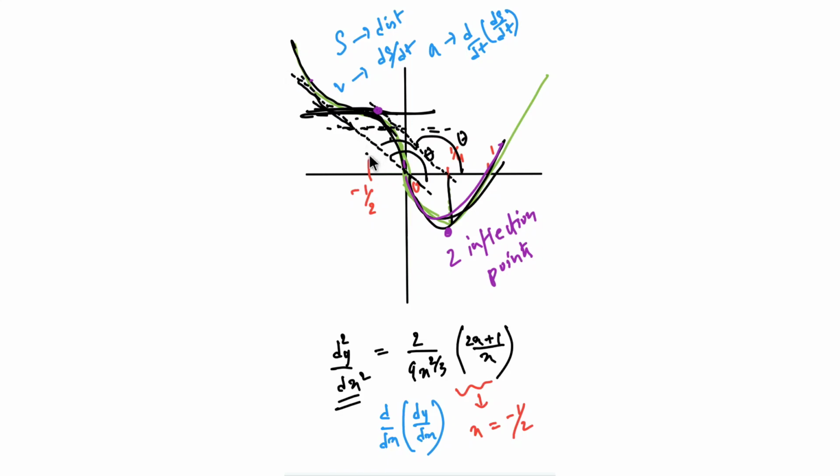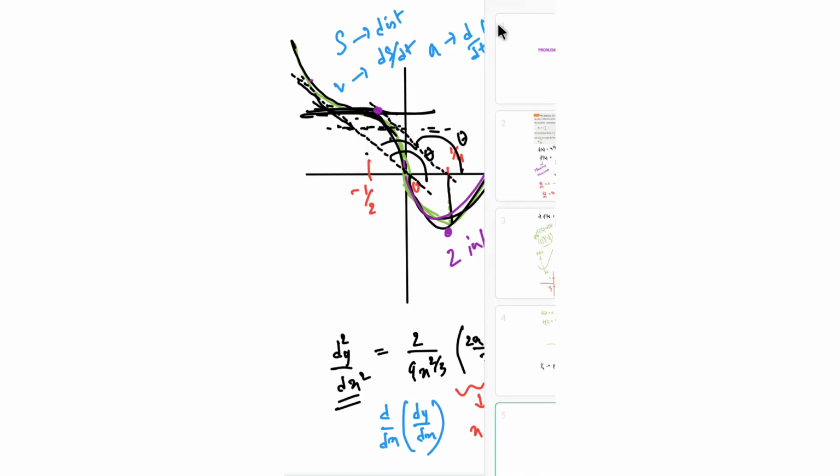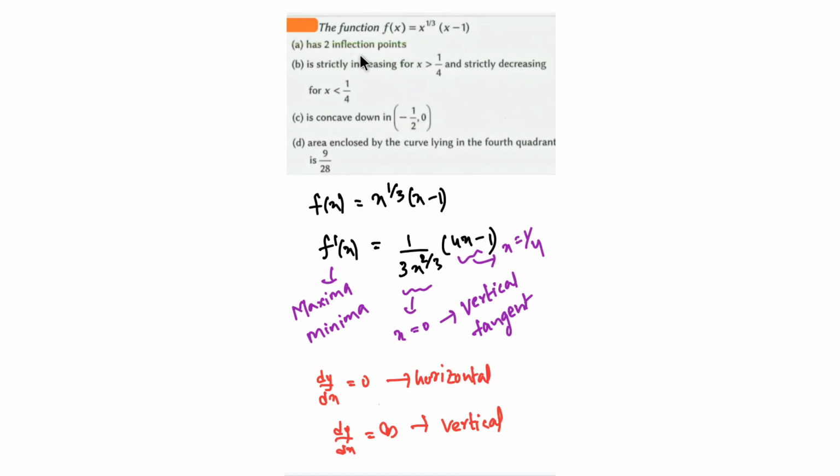When you draw it, you'll be able to understand that. So this is the concept. First, going to the question, the function has two inflection points. Yes, it's right. It's strictly increasing for x greater than 1 by 4, because we have found that 1 by 4 is the point of global minima.